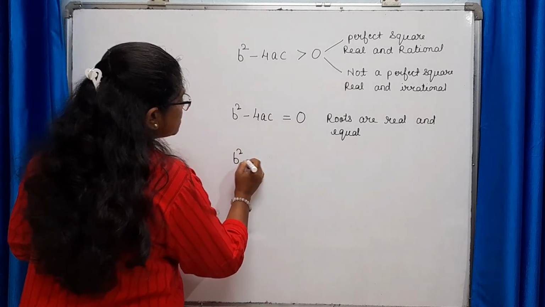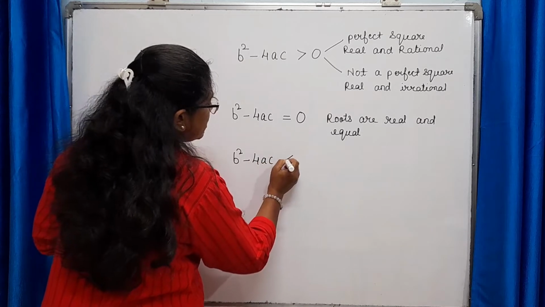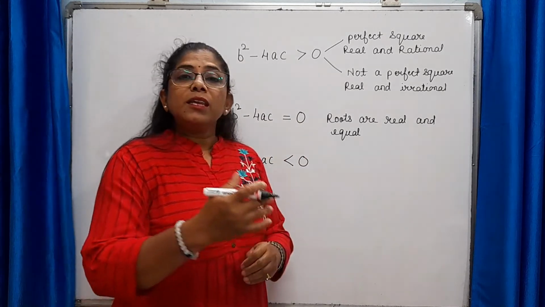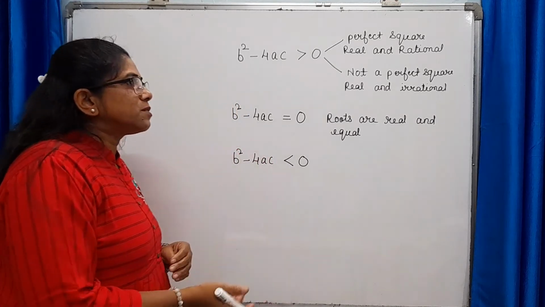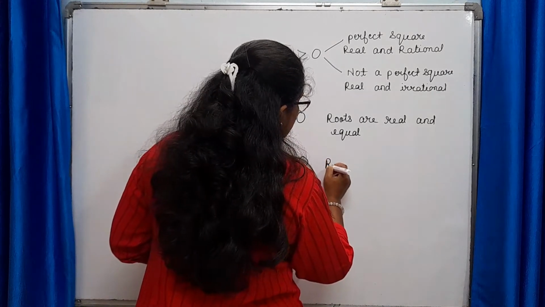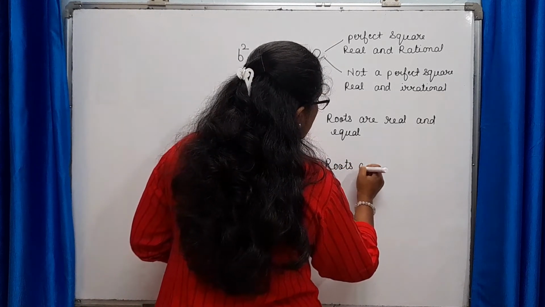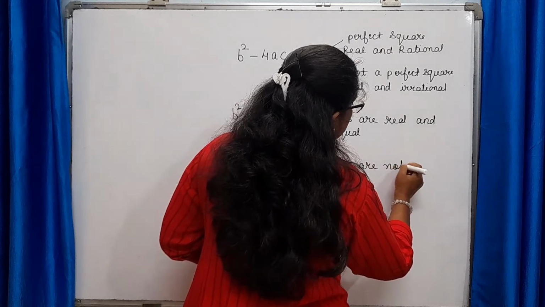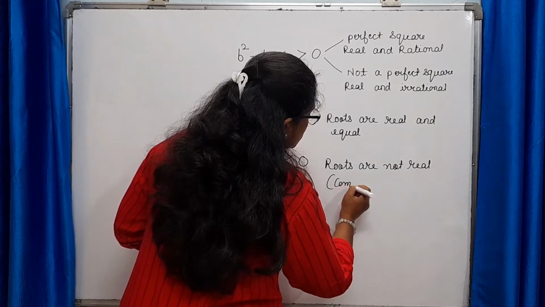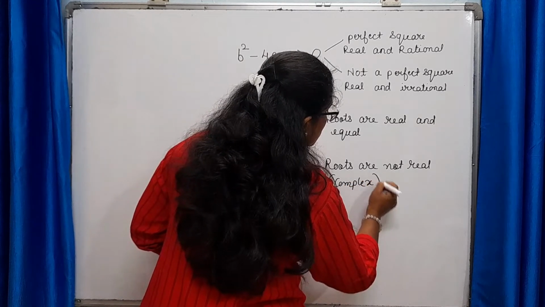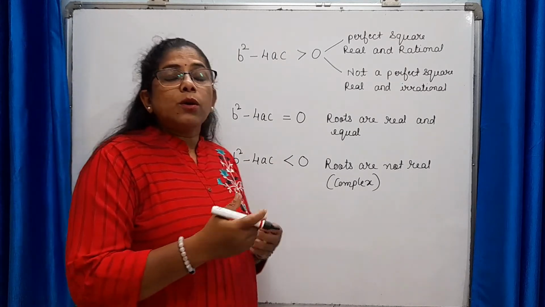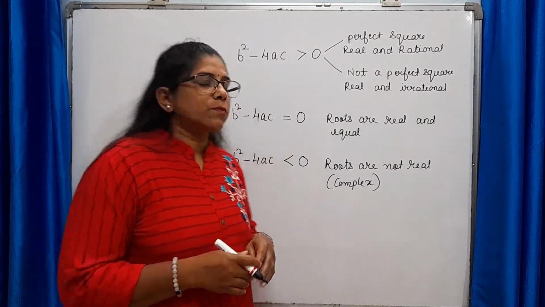And if this b square minus 4ac is less than 0, less than 0 means negative integer. If the value is minus 7, minus 8, minus 13 or so on, then roots are not real, or it is said that roots are complex. It is also said that roots are not real, they are imaginary, they are complex roots.